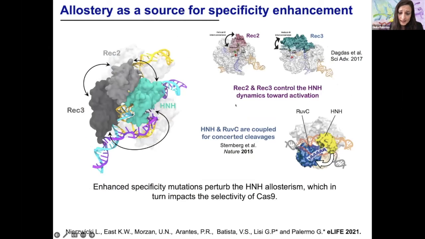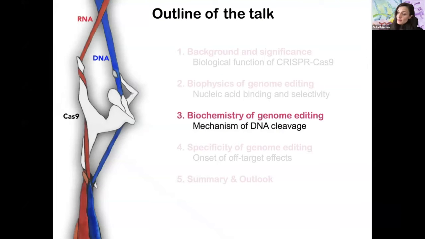So overall, these suggested that these enhanced specificity mutations perturb the allostery within HNH, and in turn, because of this reason, could impact the specificity. Of course, this is now a hypothesis that we are investigating in several other systems and has opened an entire field of studies. Okay, what about the biophysics, the biochemistry of genome editing?